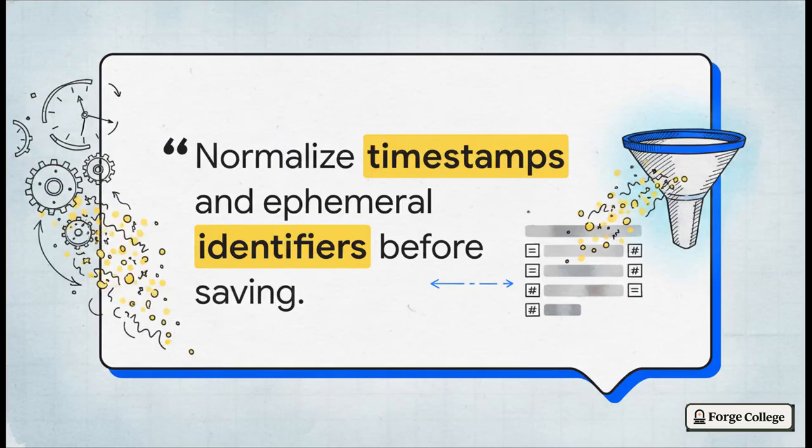But there is a vital rule you'll really want to remember here. You must normalize timestamps and ephemeral identifiers before saving. Think about it for a second. If your JSON file saves the exact millisecond of the deployment, it will literally never match the next time you run it, even if the underlying code is 100% identical. Your comparison diffs will just light up like a Christmas tree with false failures. So you have to write your scripts to strip out or replace those ephemeral timestamps with fixed, predictable placeholders. This is what keeps our baseline pure, calm, and perfectly deterministic.